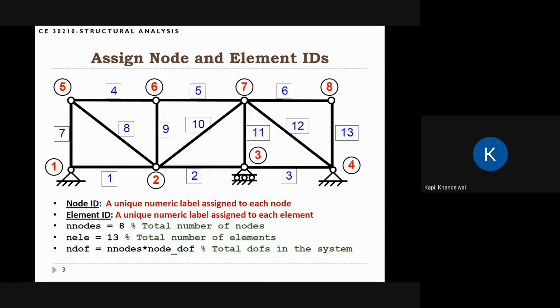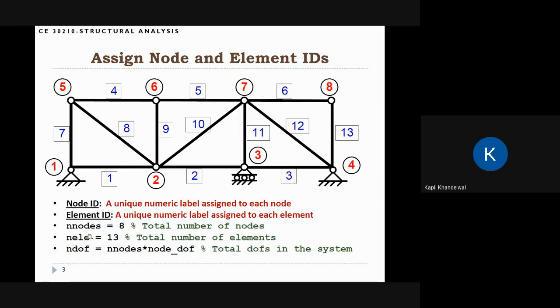Next, we label the nodes and members. The nodes are 1, 2, 3, 4, 5, 6, 7, 8, so there are 8 nodes. And the elements are 1 through 13. The ordering of these nodes or elements is not important as long as we put a unique label on each element or each node. What is important is that you maintain a unique label. Which node is 1, which node is 2, doesn't matter. You can change this ordering.